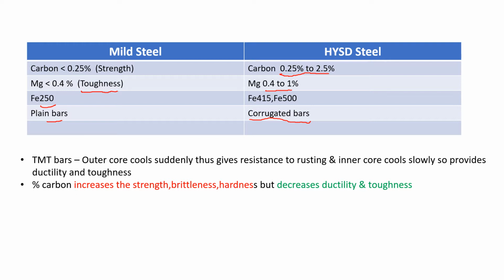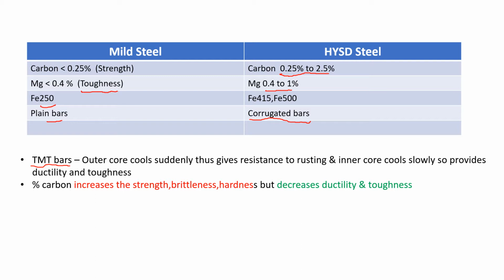Again, one of the important bars is TMT. So what is TMT? TMT means thermomechanically treated. Thermo means heat; heat is used to produce that bar. The TMT bar is generally designed in two layers. The section of the bar is single, but it is constructed in two layers, and they are well bonded to each other.